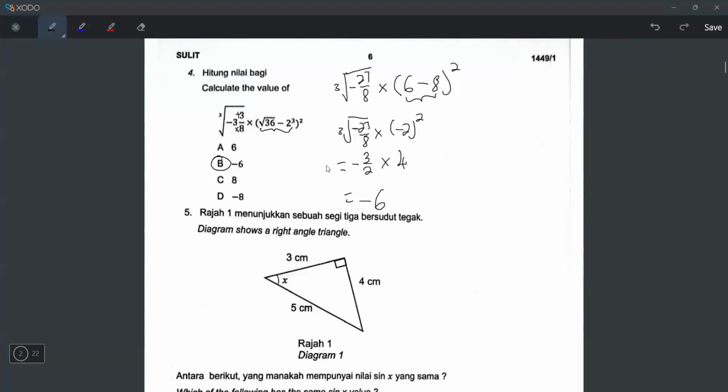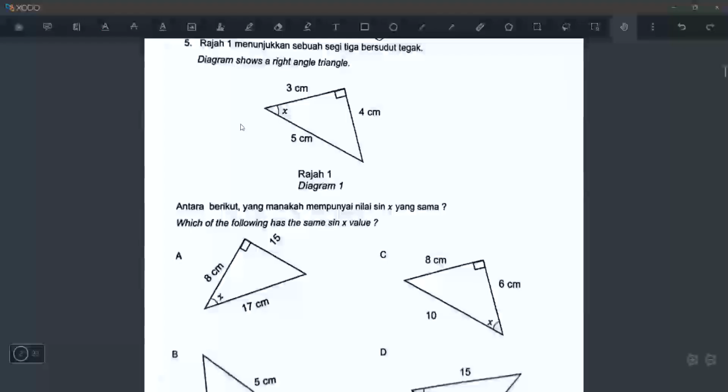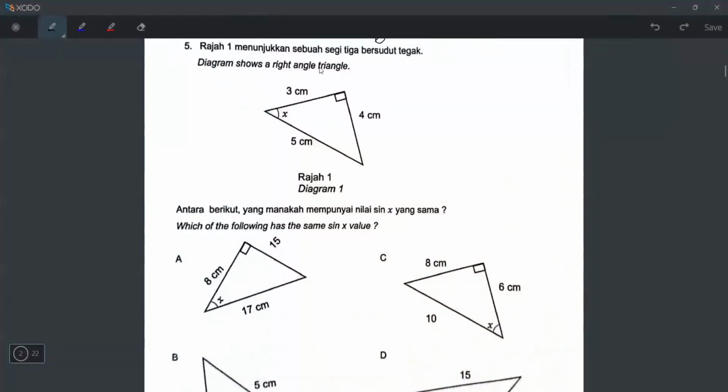-6. So that's the answer. All right, you can use your calculator to help you. Okay, now let's move on to question number 5. The diagram shows a right angle triangle.